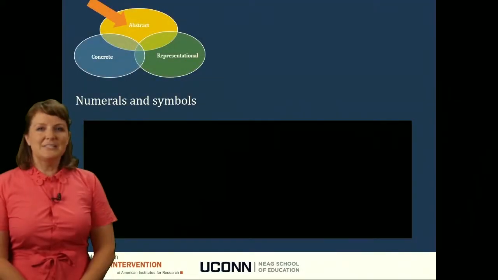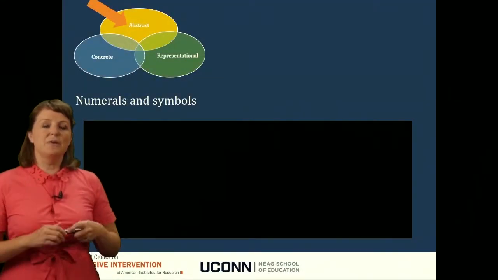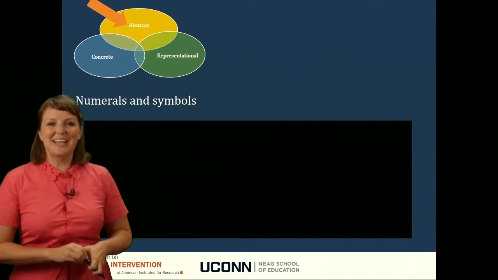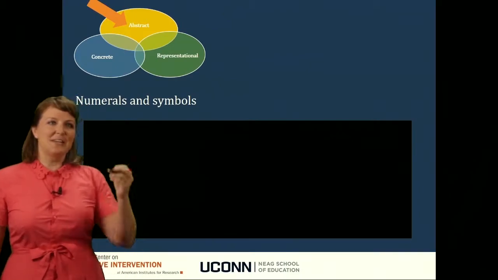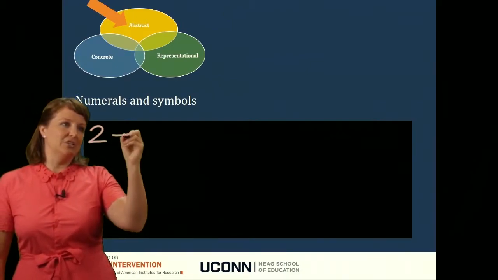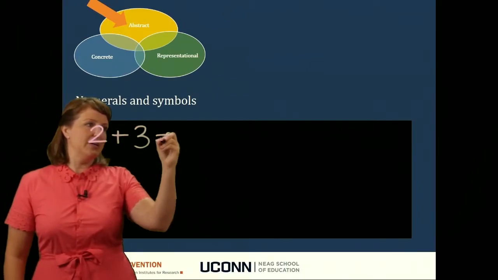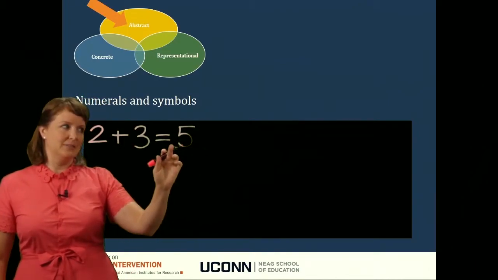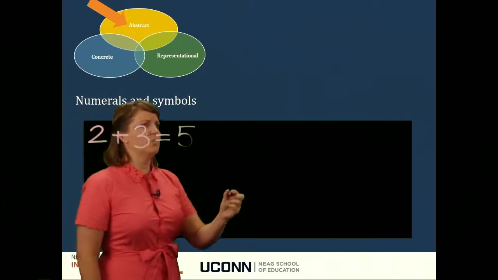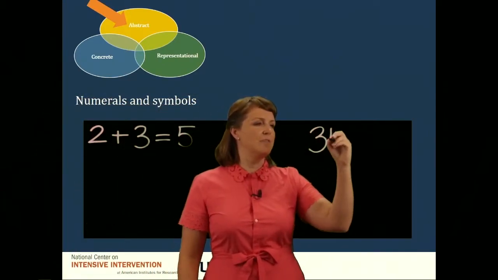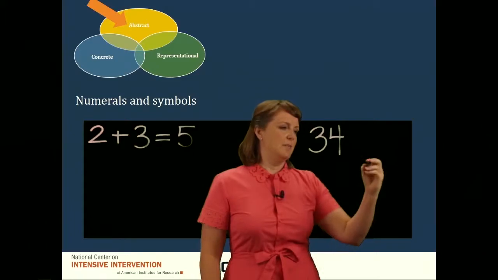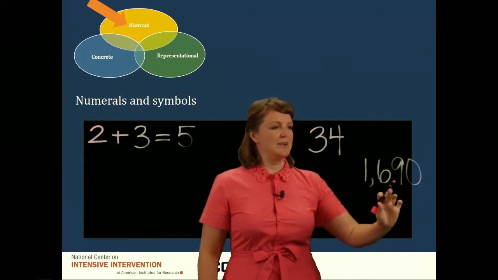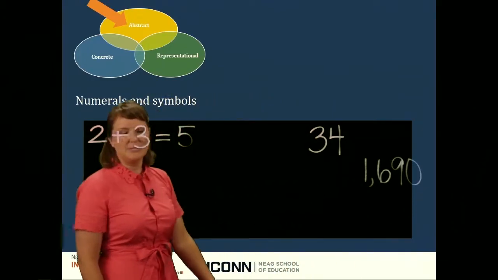Now finally we get to the abstract. That's where we're showing math with numerals and symbols. For example, I might show math with 2 plus 3 equals 5. Here I have both numbers and symbols. When we talked about the number 34, I could show 34 with numbers and symbols. If I wanted to get a little bit larger, I could show the number 1,690 with numbers and symbols.